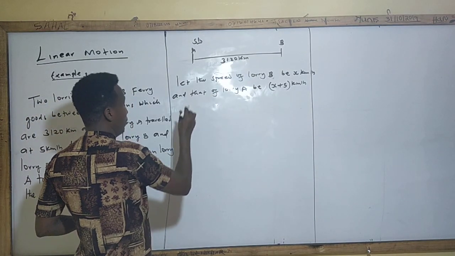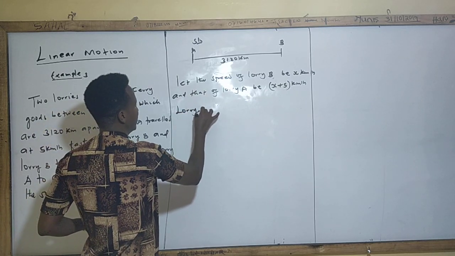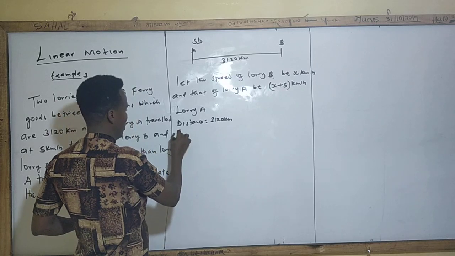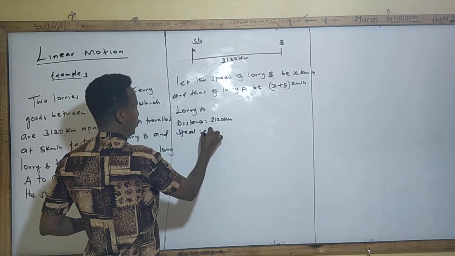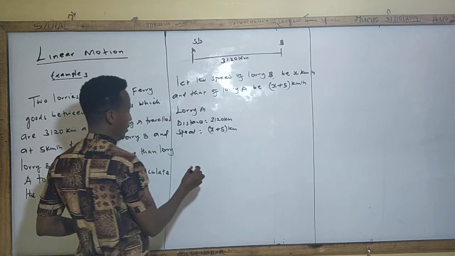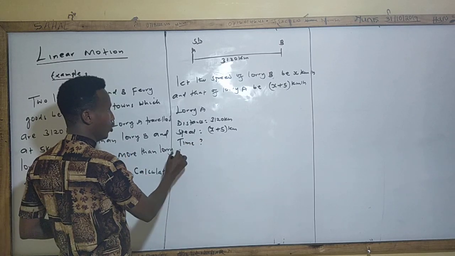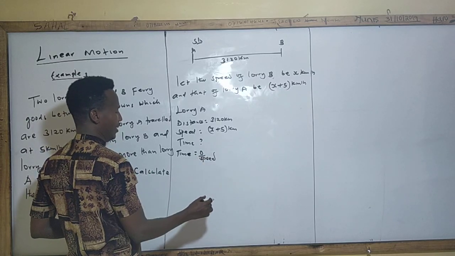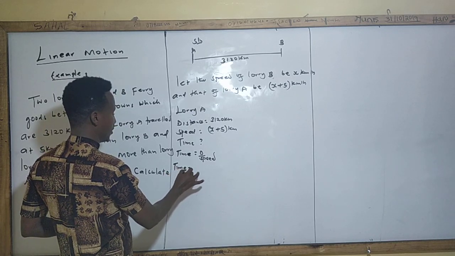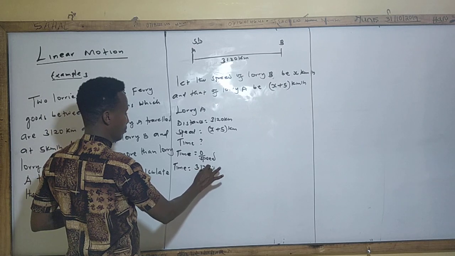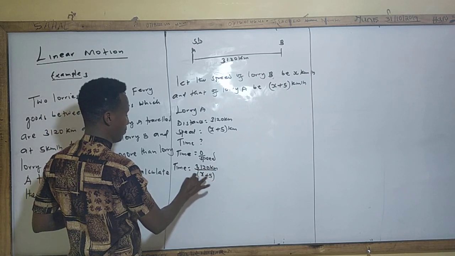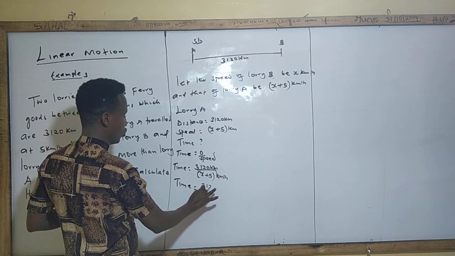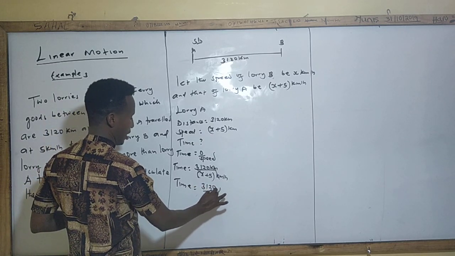Let me go for lorry A. For lorry A, I have distance, which is 120 kilometers. I have also the speed of lorry A, which is (x + 5) kilometers per hour. What's under question mark is time. And I know that time is equal to distance over speed. Just understand, guys, okay? Then time taken by lorry A is equal to 120 kilometers divided by (x + 5) kilometers per hour. Cancel these two, so time therefore will be 120 divided by (x + 5) hours.